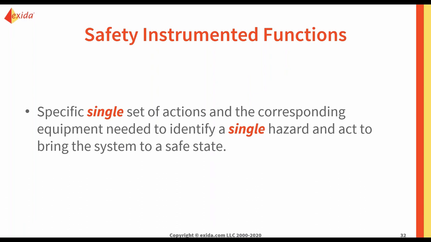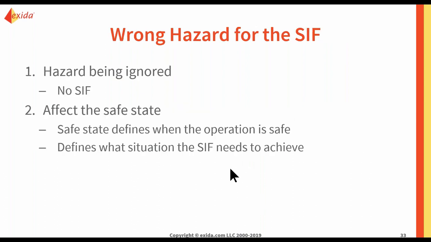Let me briefly remind you what actually defines a safety instrumented function. A safety instrumented function, or SIF, is a specific single set of actions that corresponds to a single hazard to act on in order to bring the system back to a safe state. That's why if we get the wrong hazard for the SIF, that is a big problem.